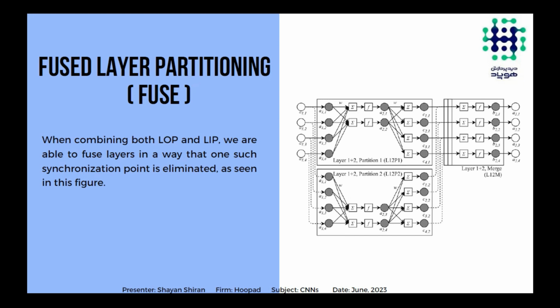But here we have to have two consecutive layers. The layers should be continuous. We have to have, for example, layer 1 and layer 2. We can have fused layer partitioning for two consecutive layers. We cannot perform fuse, for example, for layer 1 and layer 3. We have to apply it to two consecutive layers. For example, layer 1 and layer 2, or layer 3 and layer 4 together. They are together.